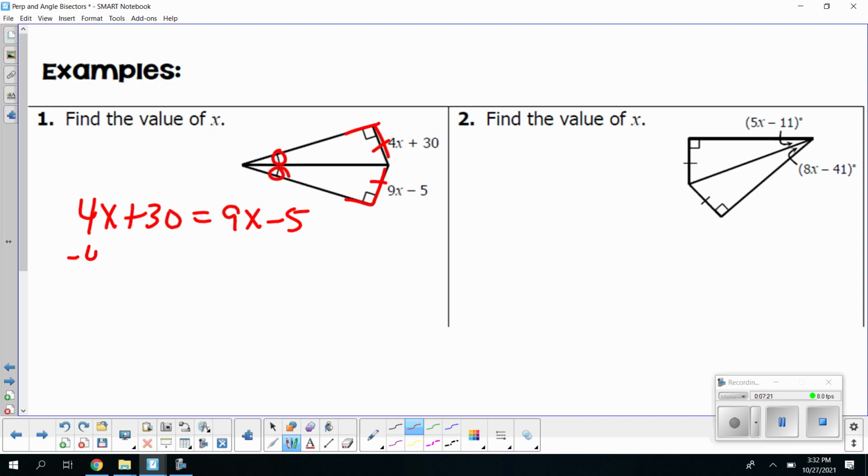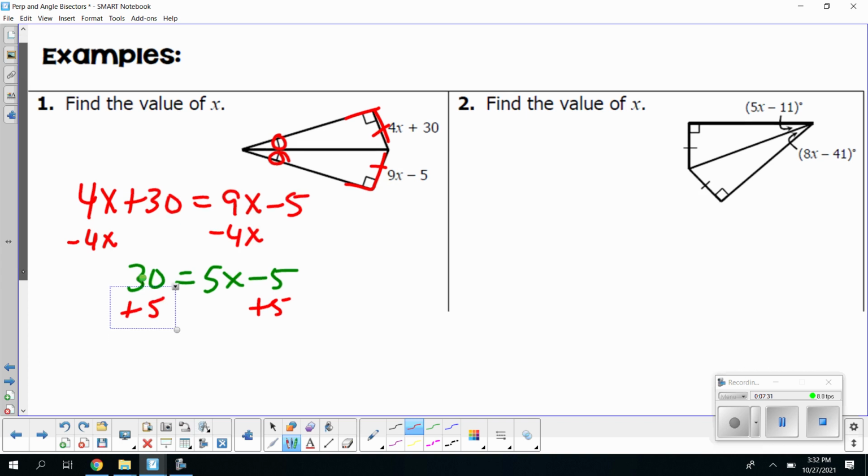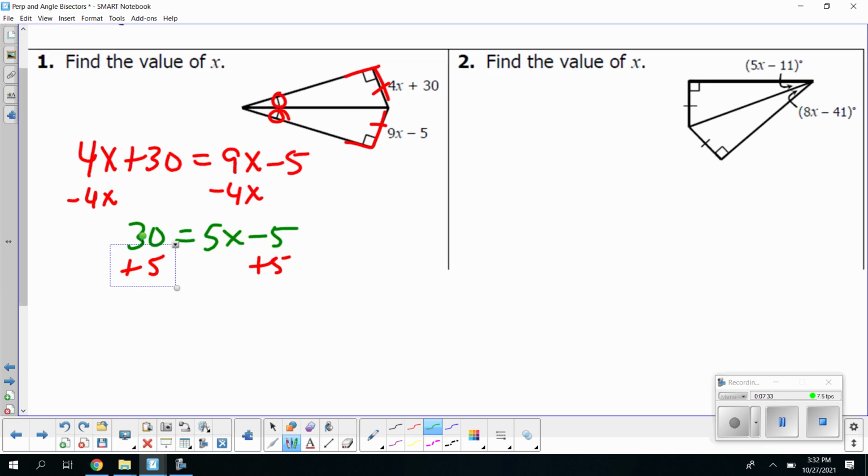Subtract 4x from both sides. That gives me 30 equals 5x minus 5. Add 5 to both sides. That gets me 35 equals 5x. Divide by 5. We get x equals 7. And that's what they ask us to find. I'd like for you to pause the video and try number 2.